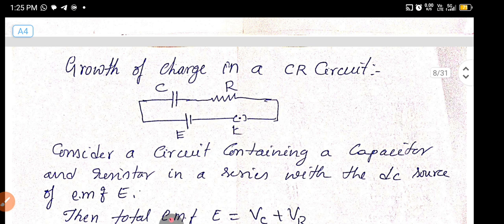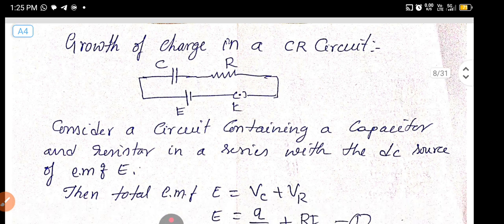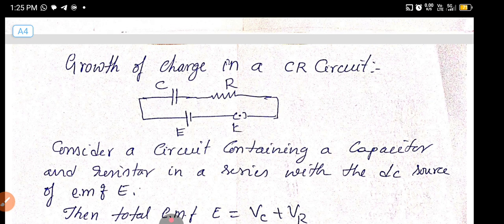Hello student. Today let's derive an expression for charge in a CR circuit, and also derive expressions for current and voltage in the growth of charge in a CR circuit. As we know, C is the capacitance, it stores the charges, and R is the resistance here.